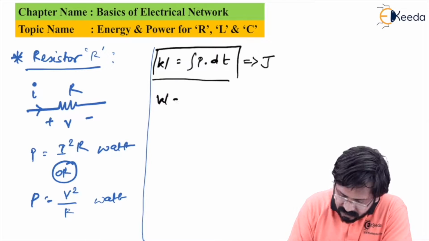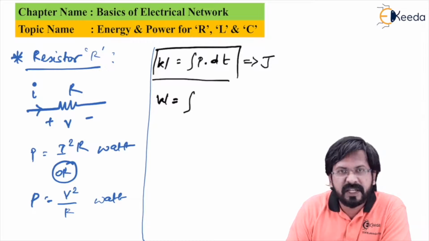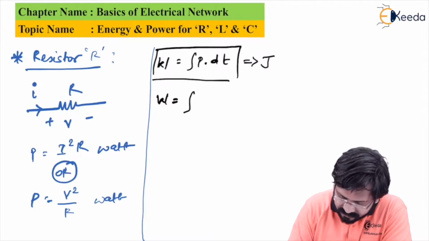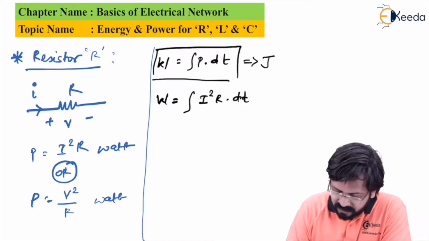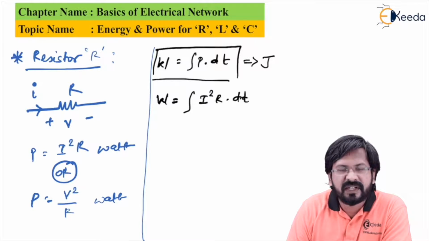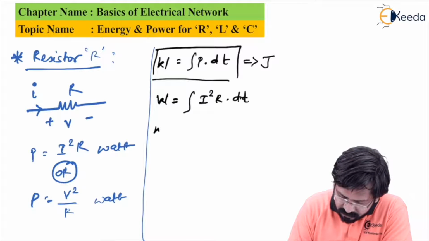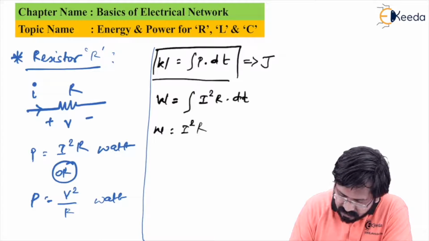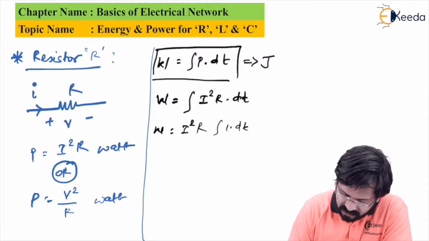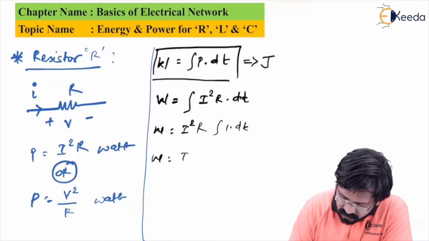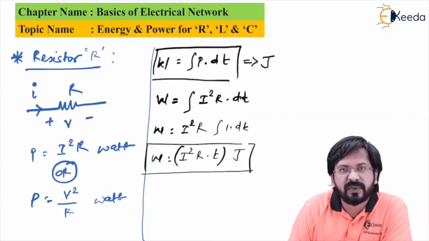Further calculating, W is integration of, since P is I square R, integrating over dt. Now I square R is constant, can be taken out. So W is equal to I square R integration of 1 dt. So integration of 1 is t. So W is equal to I square R times t. The unit is joules. So this is energy which is associated with resistor.